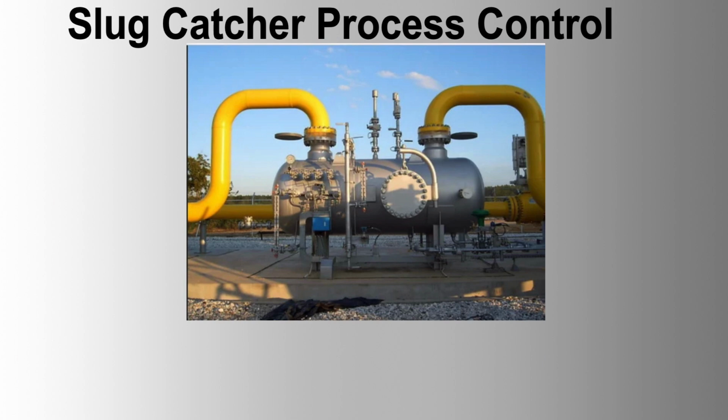2. Redundancy and backup systems. Implement redundant control loops and backup systems to ensure continuous operation in case of a primary control loop failure. Install backup power supplies for critical control systems to ensure uninterrupted operation during power outages.